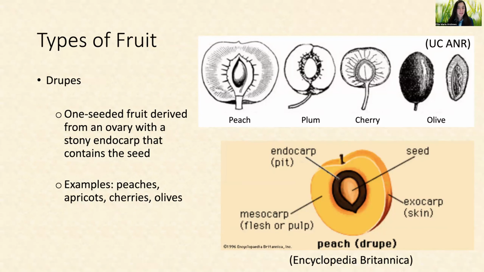We also have drupes, so another type of fruit where they are one-seeded fruit derived from an ovary with a stony endocarp that contains the seed. So as you can see in this diagram, the endocarp is essentially the pit. And so examples of this are peaches, apricots, cherries, olives, etc.